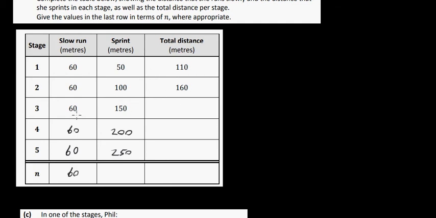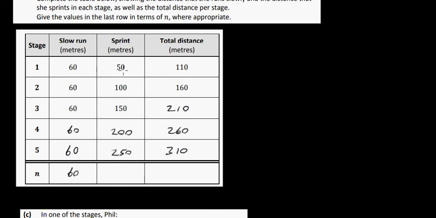The total distance here is going to be 60 plus 150, which is 210. 200 plus 60 is 260. 250 plus 60, 310. Okay, so what about these ones down here? Well, we need these ones in terms of n where possible.